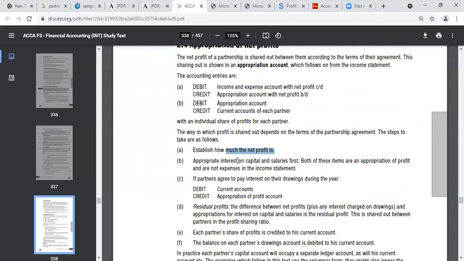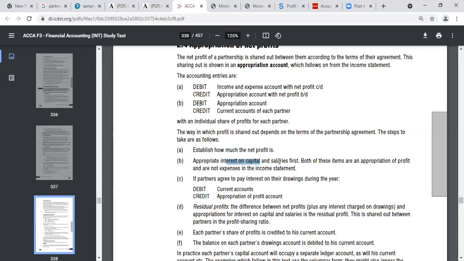And then the other step is to appropriate interest on capital and salaries first, just in case we have any interest on capital. Like I said, partners contribute capital to the business, and they get dividends, but there are also cases where the partnership agreement gives them interest on capital. So after we've gotten our profit, ours is to deduct our interest on capital for each of the partners, and then also deduct salaries for any partner that could be receiving salaries.